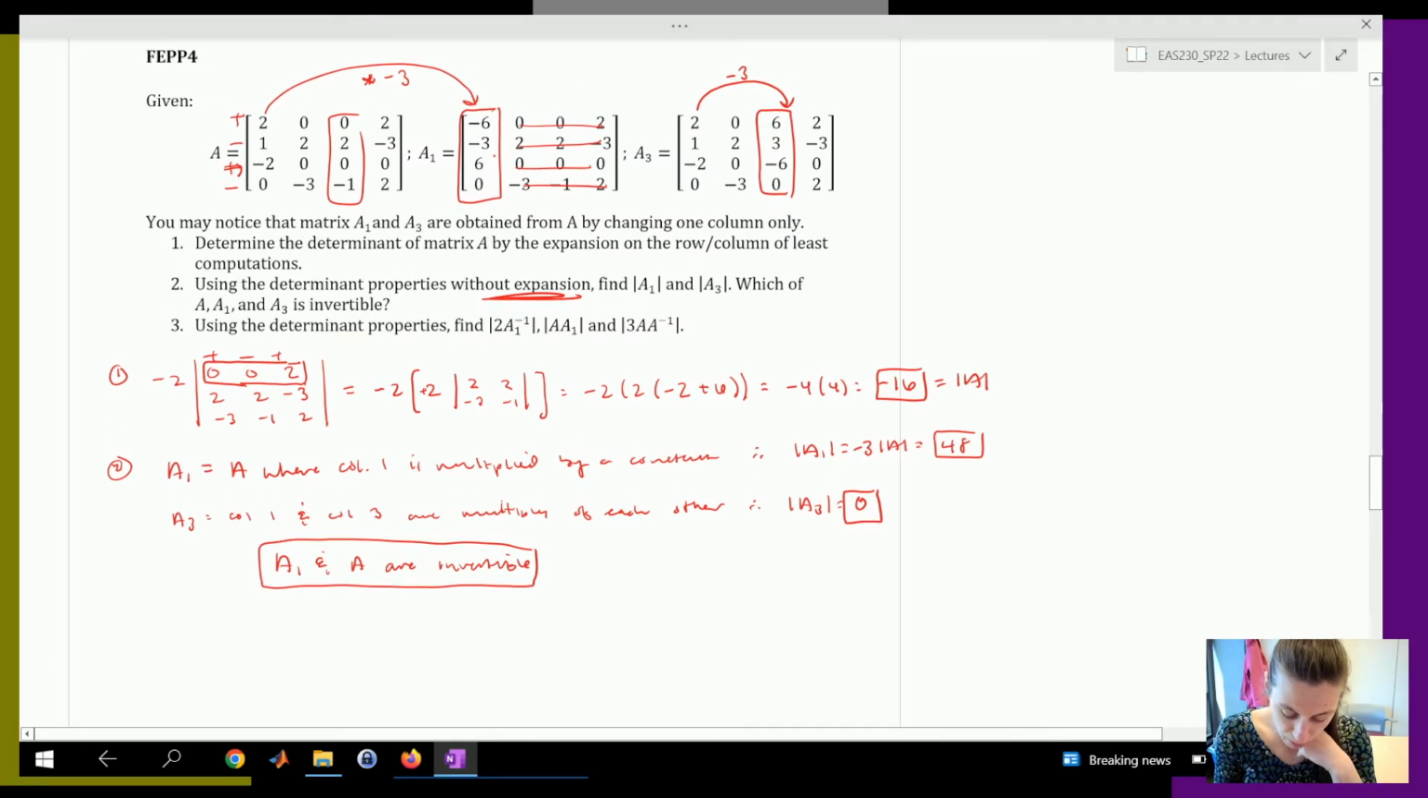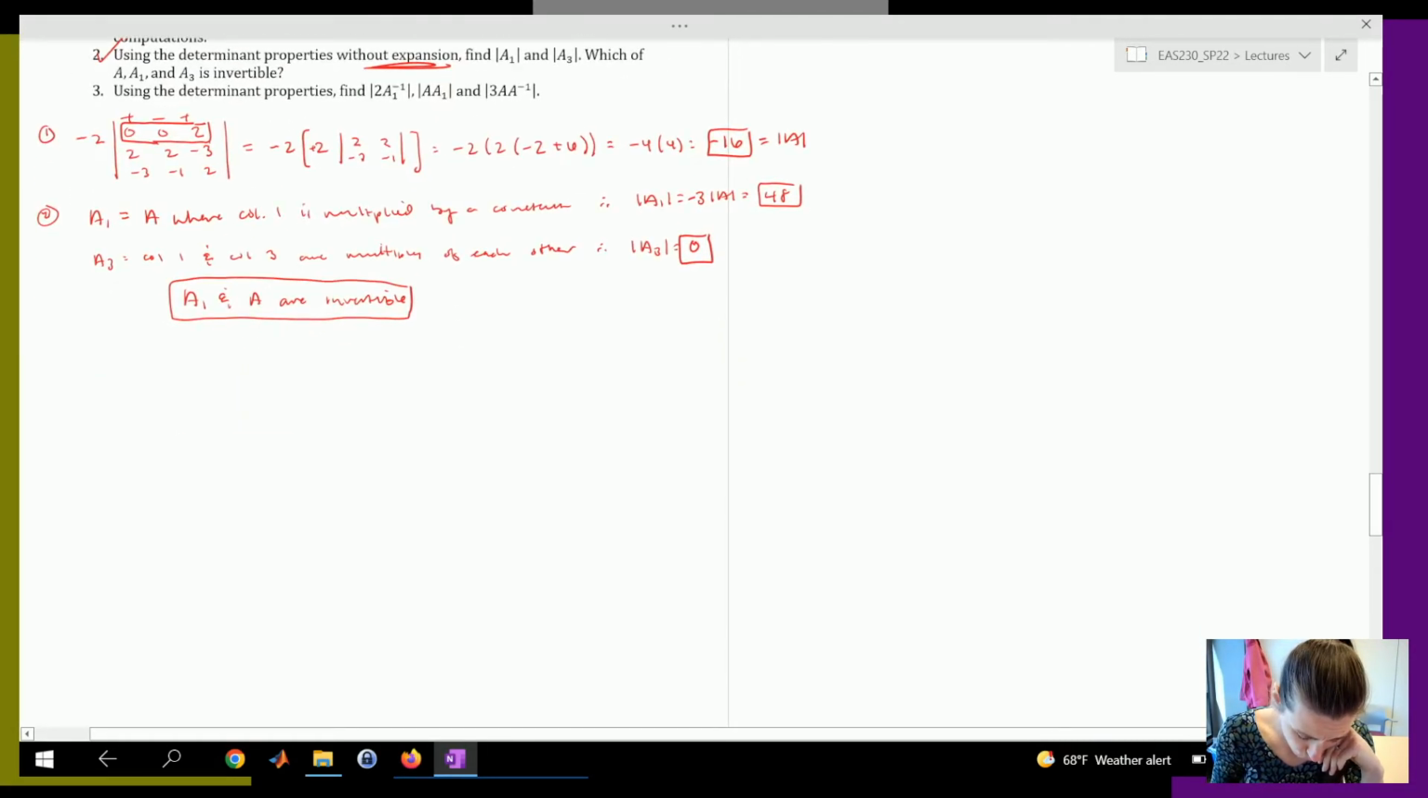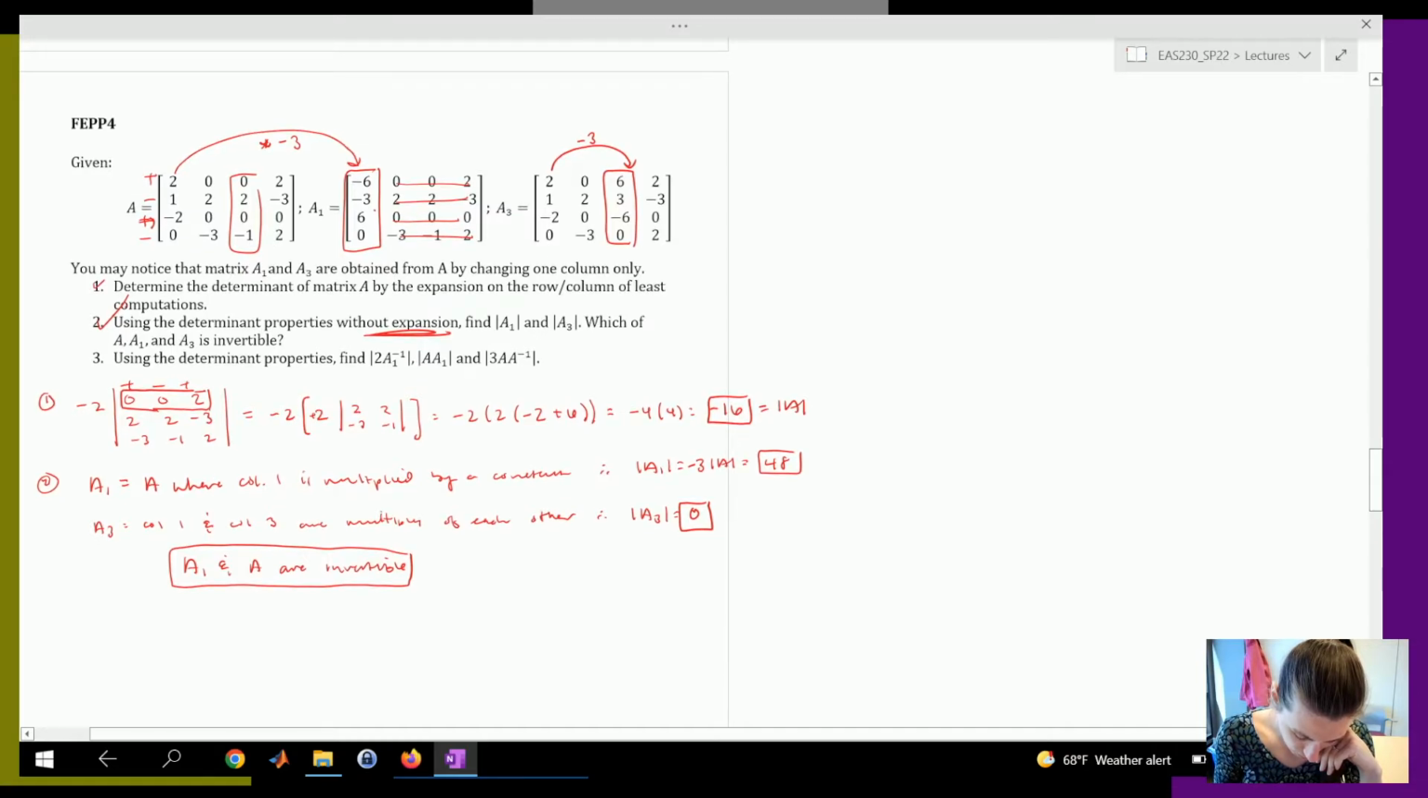Okay, so if you have a big matrix that deals with determinants, you're dealing with cofactor expansion, but also look for any shortcuts that might allow you to apply determinant properties. Okay, so I did 1, I did 2, now I need to go ahead and use the determinant properties to find 2A1, or 2 times A inverse, A times A1, and 3A times A1. Okay.